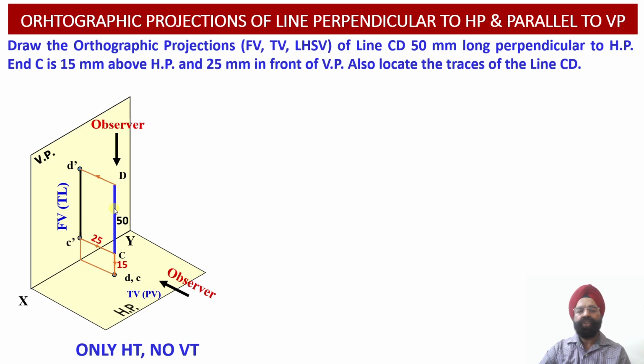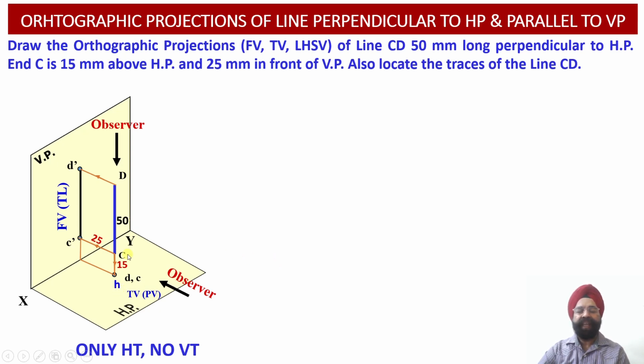Why? Because this line happens to be parallel to the vertical plane, so it is not going to intersect with the vertical plane at any given point. Here we have to extend this line CD in order to obtain the horizontal trace of this particular line. So this is the line CD. Once we extend it, the intersection of this line with the horizontal plane will give us the horizontal trace of the line.